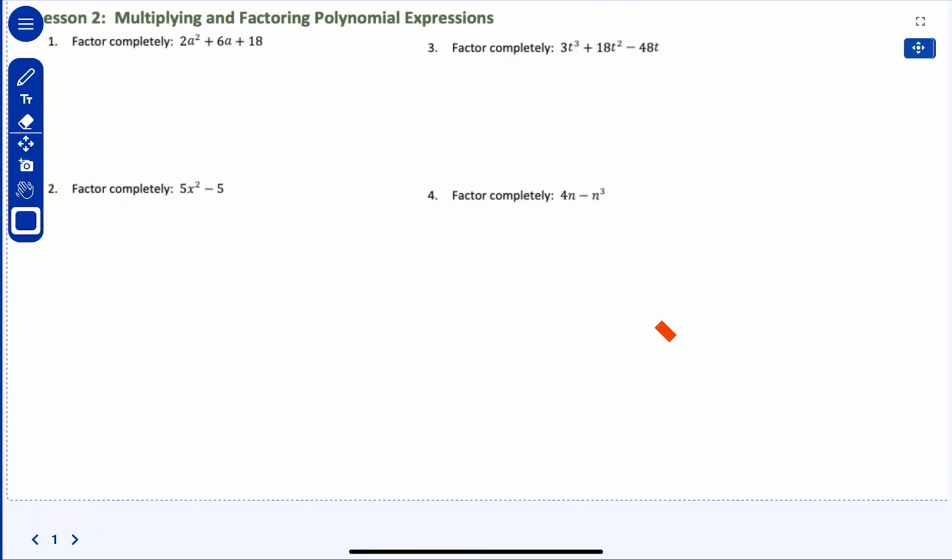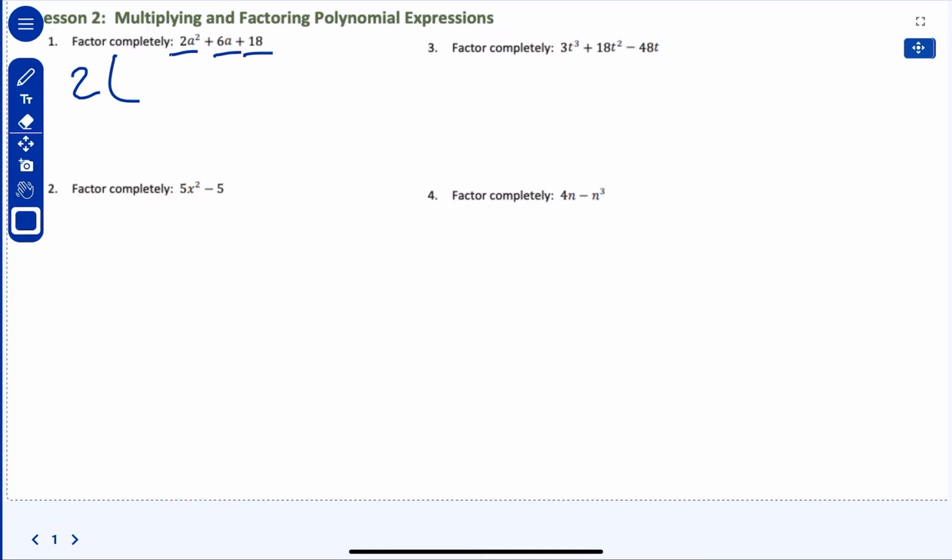What do you see first? What's the first thing we're going to do? We got a greatest common factor of what? 2. Yes, 2 will go into all three terms. You have to look at every term to see, will it go into all three? And it will. So we're going to bring 2 out here, and we're putting it in factored form.